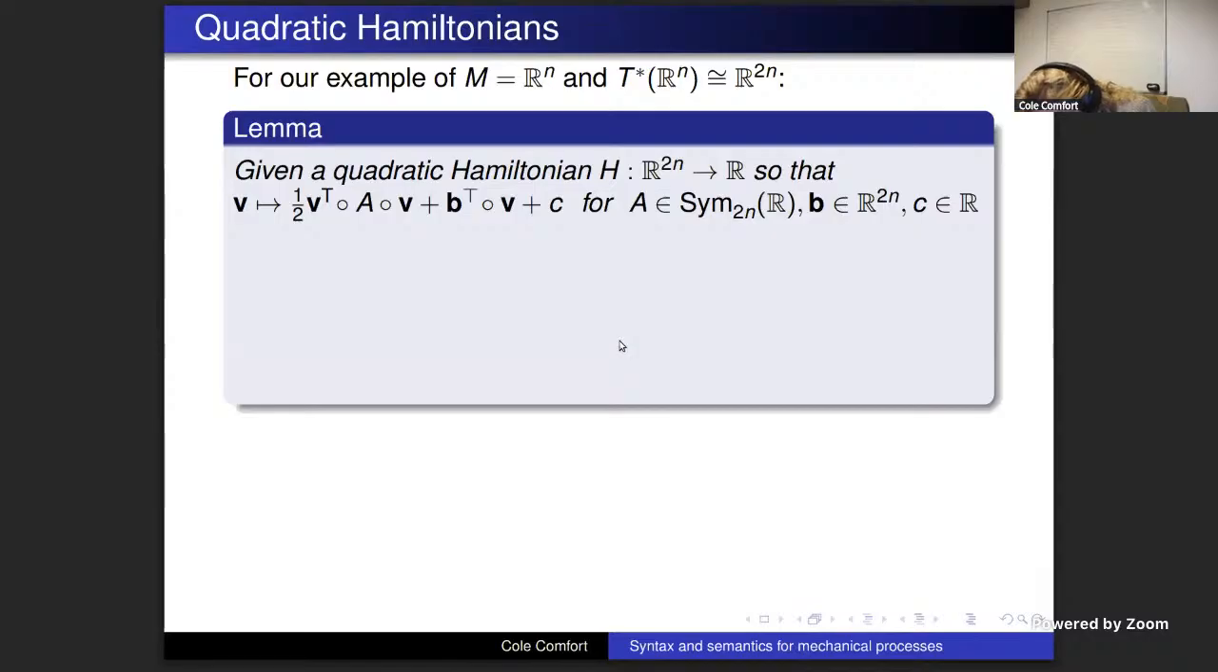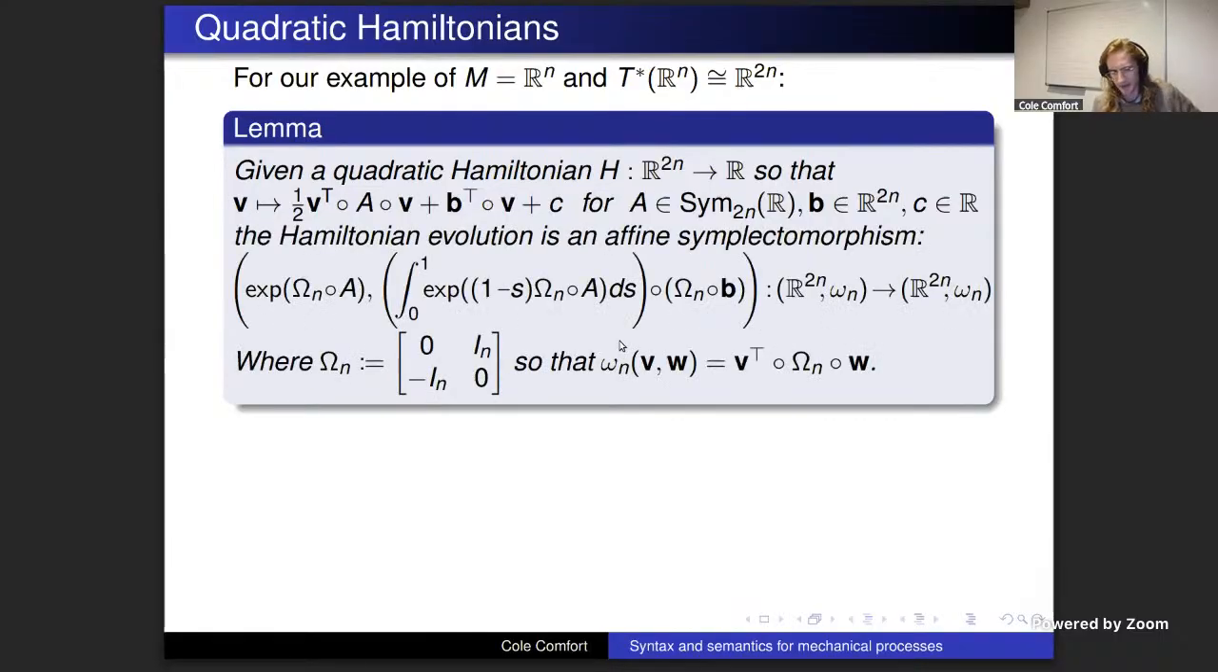And I said I'm not going to work with smooth manifolds, just vector spaces, because it's too complicated. But even vector spaces and Hamiltonian mechanics with vector spaces is itself too complicated. So I'm going to look at an even more restricted fragment of physics, where the Hamiltonians are given by quadratic polynomials. That is to say, you take your vector, which contains your positions and momentums, and then you conjugate it with a symmetric matrix A, which is your quadratic term, and then you take the inner product with the vector B, which is your linear term, and then you just have a constant C, which is your constant term.